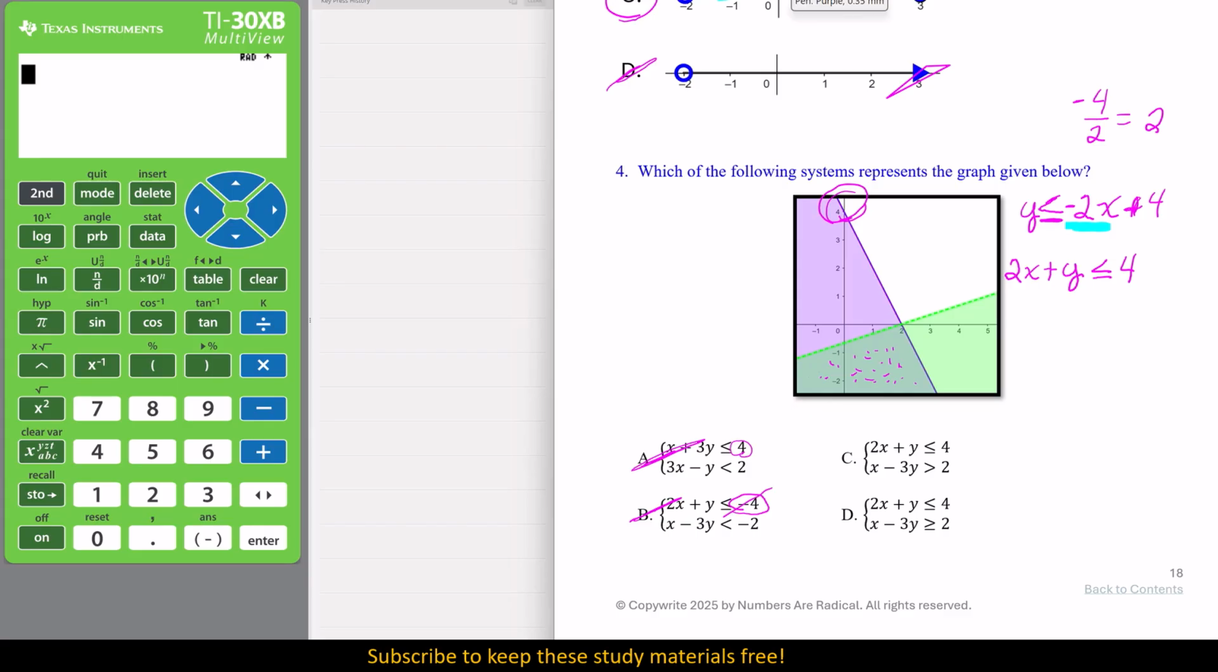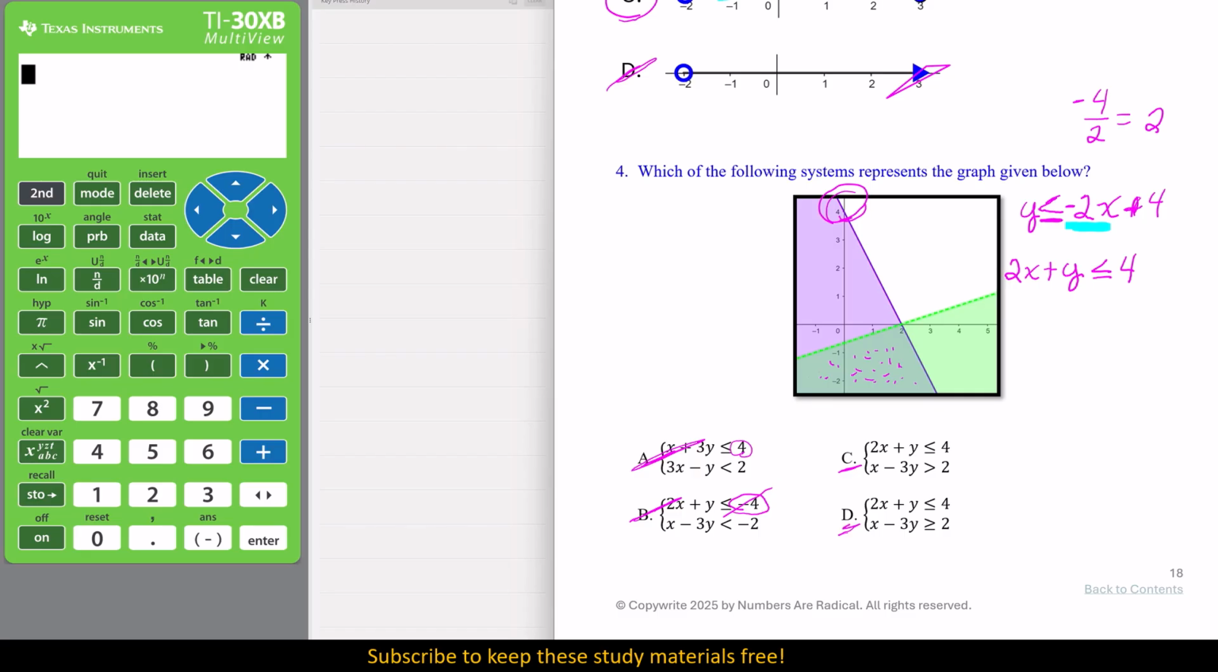Okay, let's look at C. Okay, I like the first equation, C. It matches what I have, 2x plus y less than or equal to 4. Okay, so I'm going to put a line under that and say definitely a possibility. Okay, now I'm going to look at D. Ooh, but on D, the same equation, the first one, it works too.